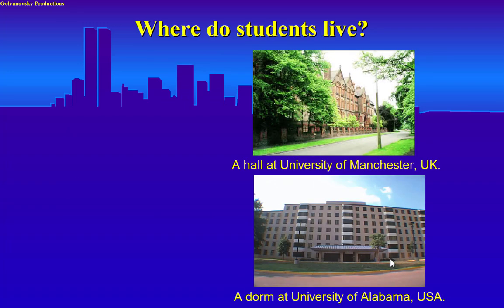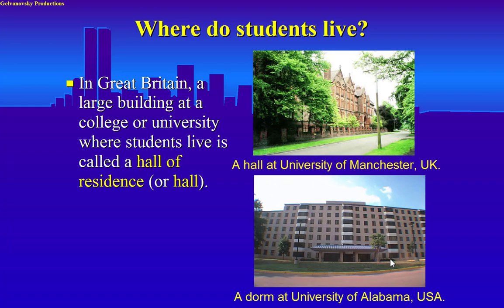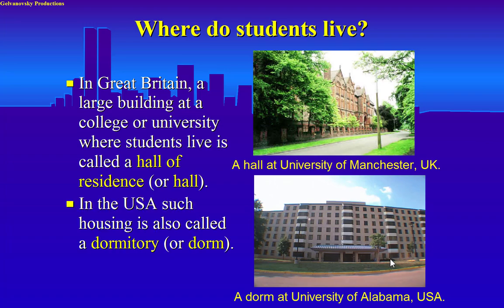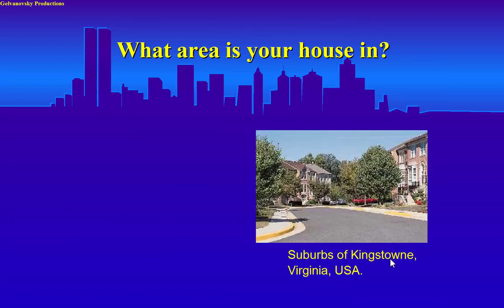Now, where do students live? In Great Britain, a large building at a college or university where students live is called a hall or a hall of residence. Now, in the USA, such housing is also called a dormitory or dorm.